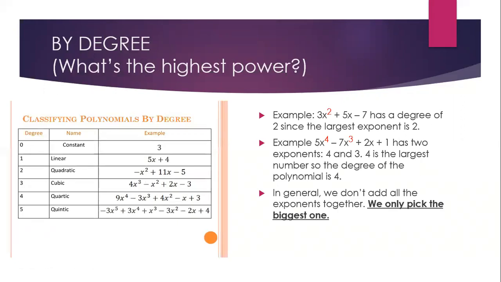Now, we can also do it by degree. So this is the second part. We ask ourselves, what is the highest power? Let's look at what we got going on here. I've got 3x squared, or 3x to the 2, plus 5x minus 7. So I look at all the powers. Where are the powers going to be located? They're going to be little tiny numbers above the letters. In this case, the power is on the 2. That's the only power I have. Therefore, it has a degree of 2, since the largest exponent is 2.